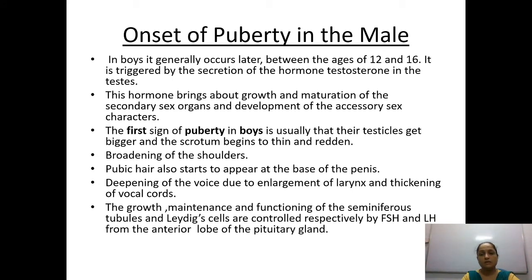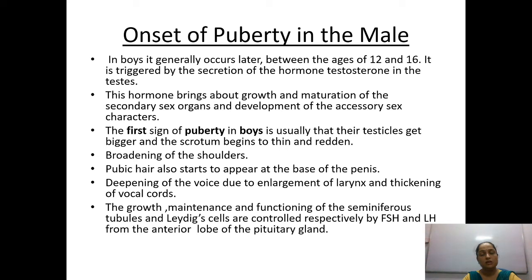So this was about the male hormonal control, and now we are going to set the another topic, that is the onset of puberty in the male. ये कब होता है basically? In case of boys it generally occurs later between the age of 12 and 16, but in case of girl it's nearly start at the age of 11 or 12. Okay, it is triggered by the secretion of the hormone testosterone in the testes.